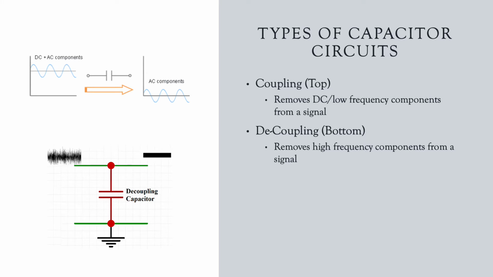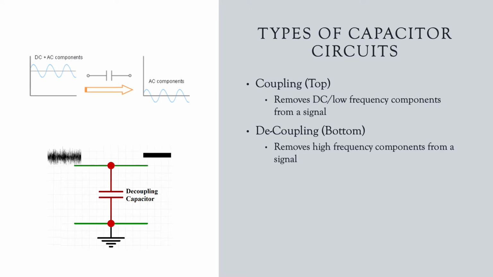Capacitors can be added to a circuit for one of two functions, coupling or decoupling. A coupling capacitor is in line with the signal, meaning that the signal can only pass through the capacitor. Coupling capacitors are used to filter out DC parts of a signal and function like a high-pass filter.